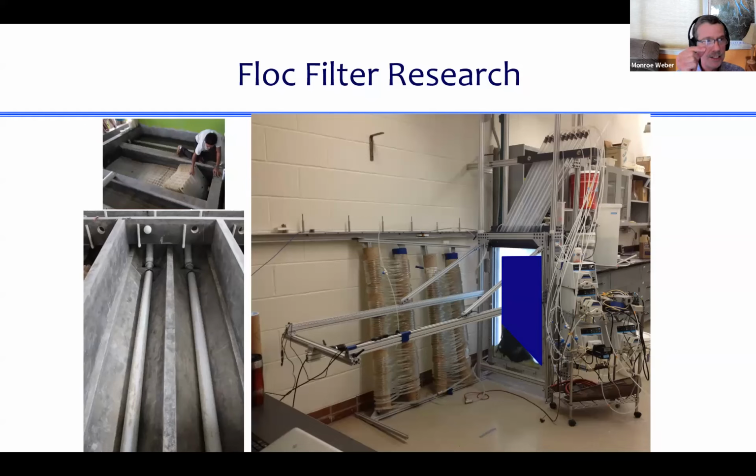Now we have this thin little sedimentation tank slice, and we can make it out of glass, and we can shine light through it, and we can actually see what's happening as flocs move through that.